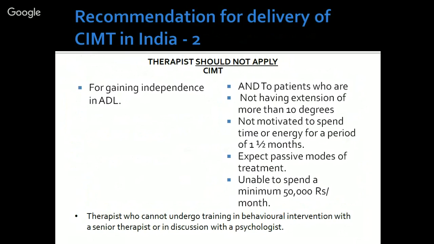And the second recommendation I would like to give is, therapists should not apply CIMT for gaining independence in ADL, and to patients who do not have extension of more than 10 degrees, who are not motivated to spend time or energy for a period of 1.5 months, or who expect passive modes of treatment as they are more used to it, and who are unable to spend a minimum of 50,000 rupees. And it should definitely not be applied without sufficient training.